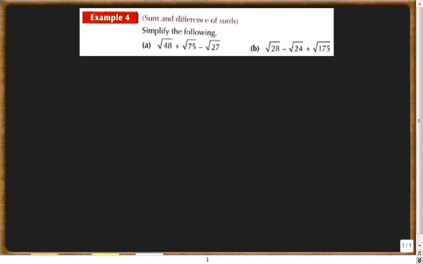If we're looking at the sum and difference of different surds, we just have to make sure that they're of the same type, so that they have the same kind of variable or weight, per se, for each one. So let me show you an example.